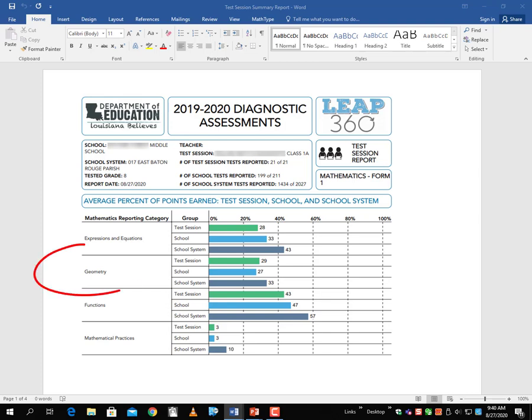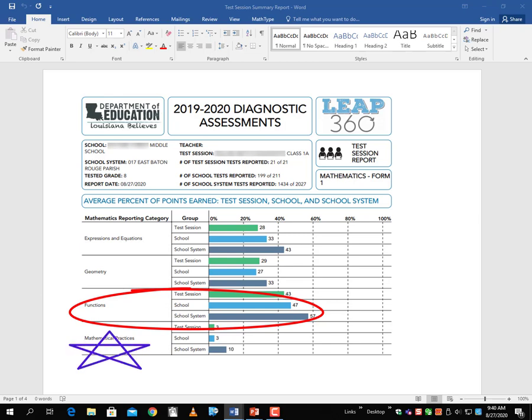Then if you look at geometry, for this particular test session, the students did better than the school as a whole, but the district still did better than the school or the individual test session we are looking at. Then the same thing for functions. And then this, mathematical practices. Now, mathematical practices is always the harder one to get. So notice how low these percentages are.